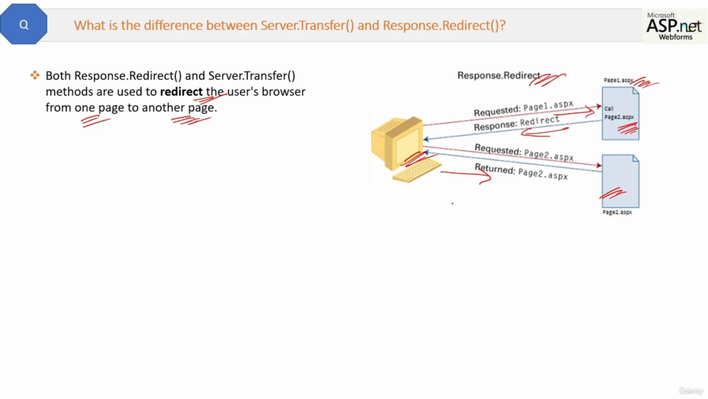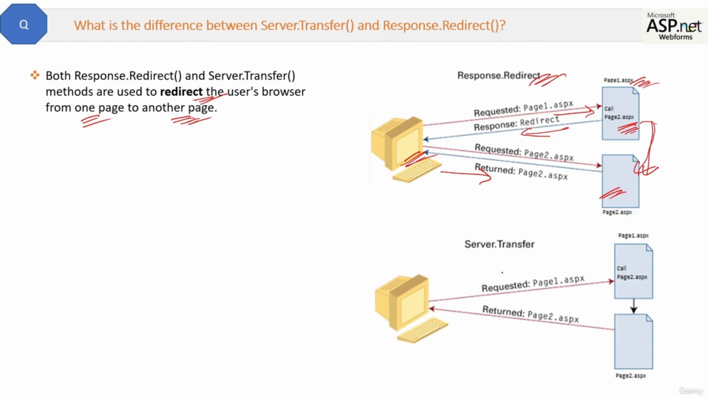Okay, and as you can see, this round trip is not good for performance because it is making this redirection slow, right? The better option is to directly go from page 1 of the server to page 2 of the same server. That will be fast, right? For that we have to use server.transfer. In case of server.transfer, client will first send the request to page 1, and from there only the request will go to the page 2. Then there is no round trip required, and finally this page 2 response will be sent to the client.